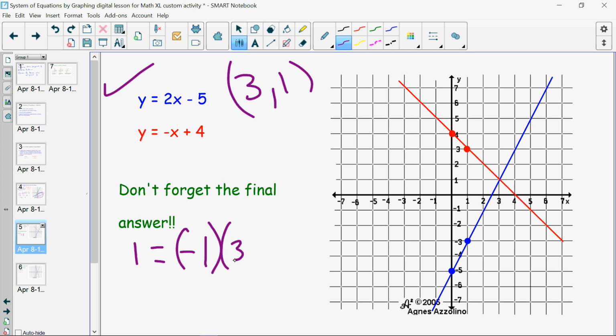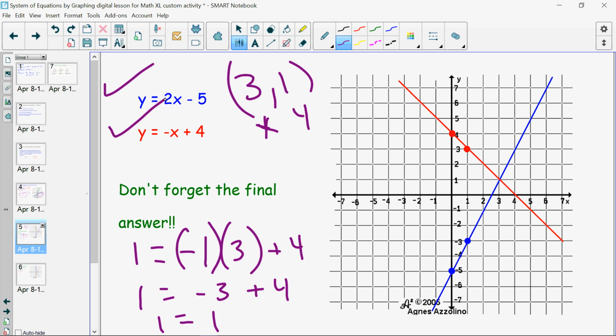Times +3, because that's what my x is. This is my x, that's my y. And then +4 this time. Right, well, I get 1 equals -3 + 4, and I get 1 equals 1. So again, it worked for that one also. So yes, this is my solution to both equations.